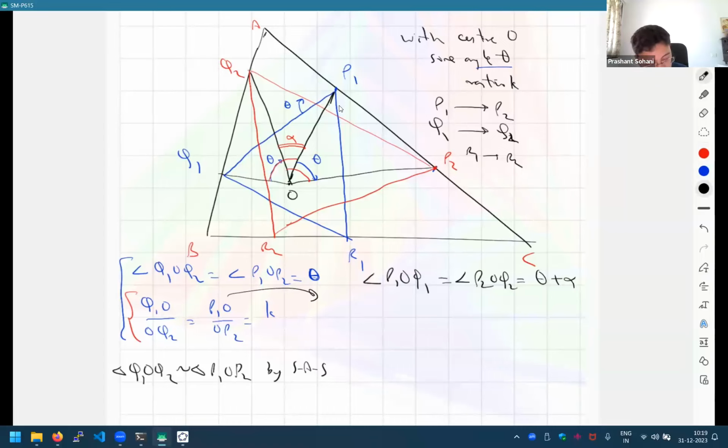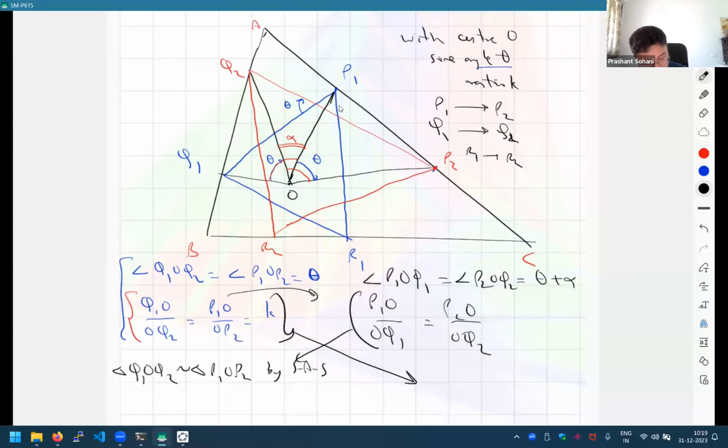And just rearranging this a little bit, we can also write P1O upon P2O. In fact, that is what we have written over here. So actually it should be reversed: we use this for this similarity, and we are now going to use this for the other similarity which you said, that triangle P1OQ1 is similar to triangle P2OQ2. That's a good similarity to observe.